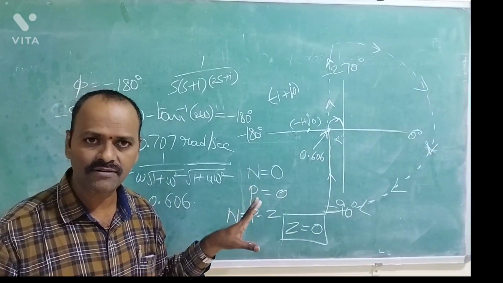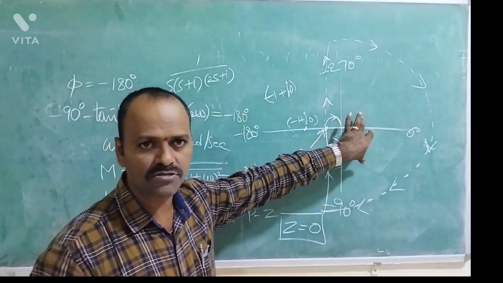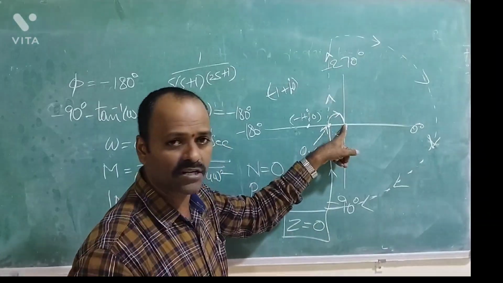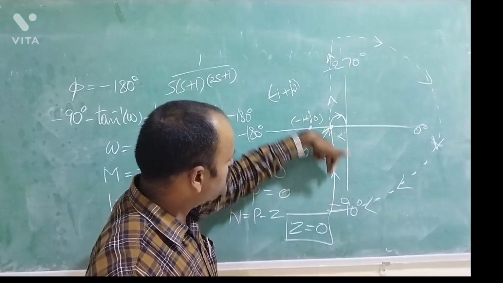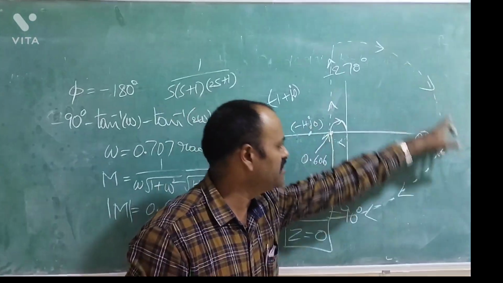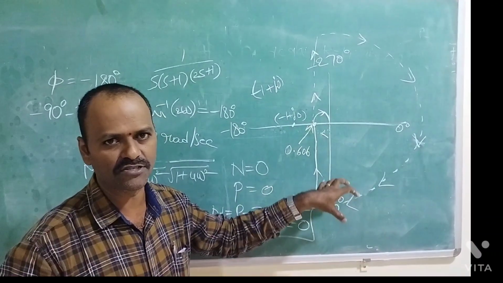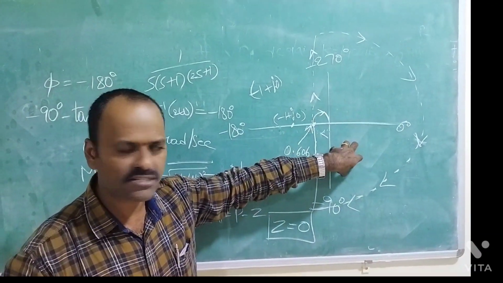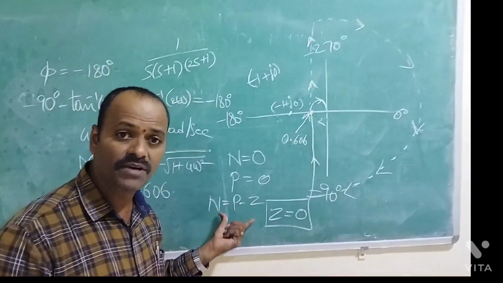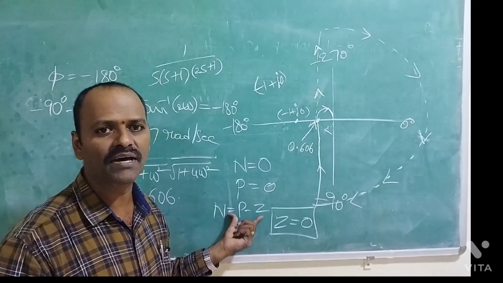Is it clear? So this is the Nyquist plot. Simply, we draw the polar plot, draw its mirror image, and then join these two in clockwise direction. Then we get the Nyquist plot. After drawing the Nyquist plot, apply this Nyquist stability condition N equal to P minus Z.